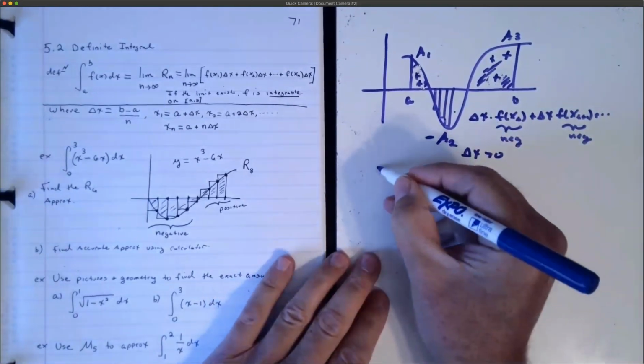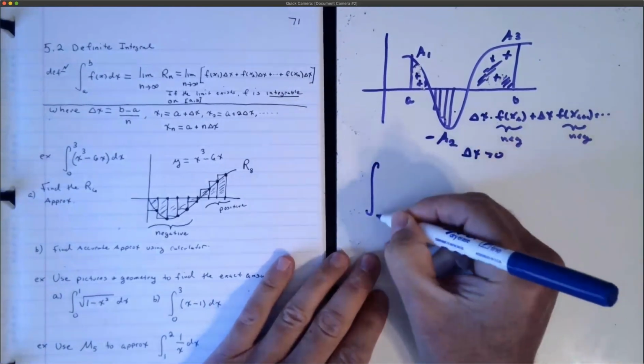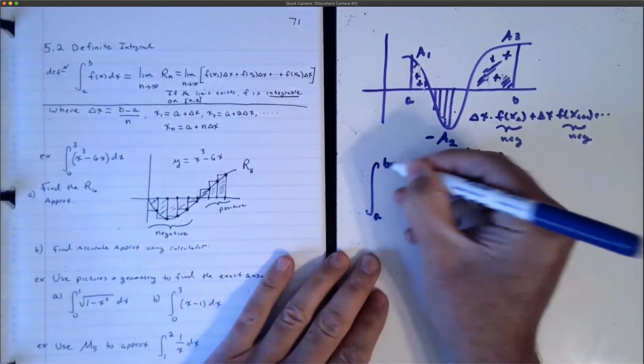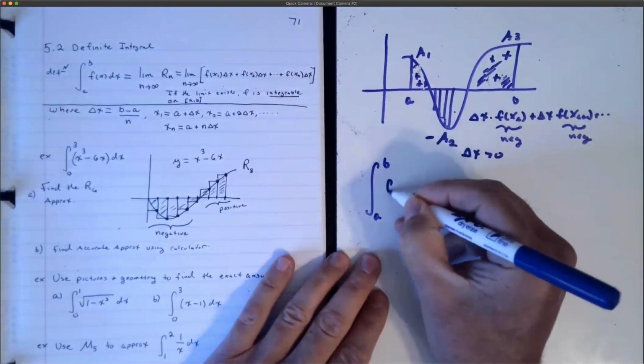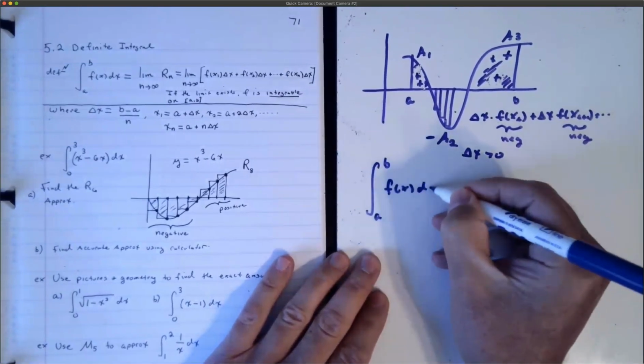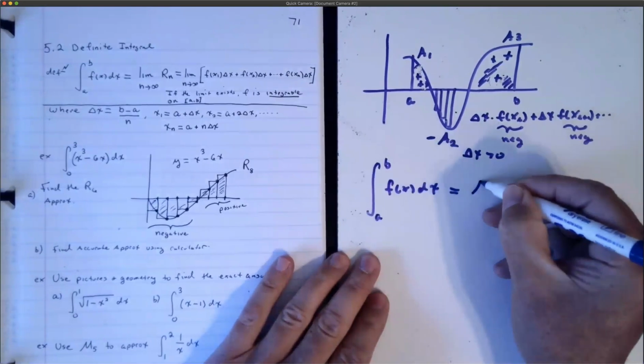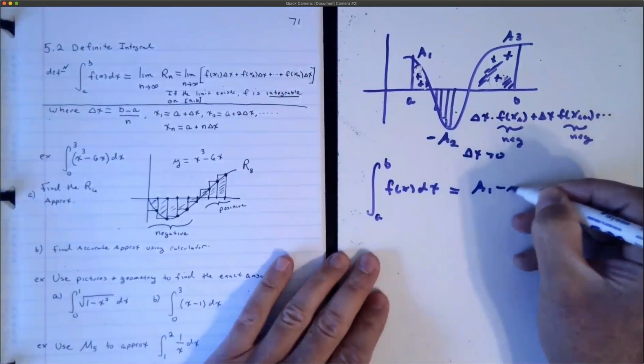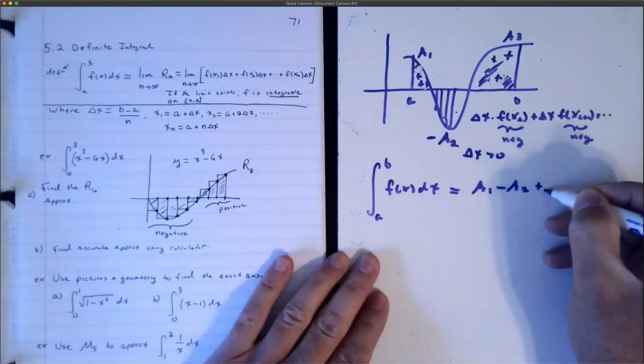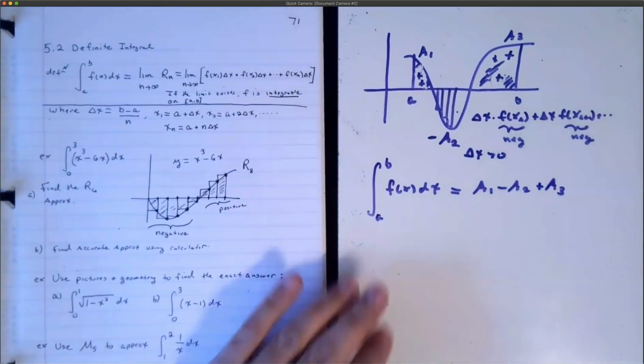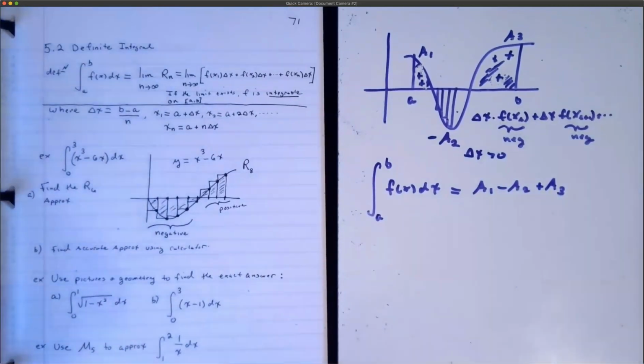So this area here, we can call negative A2. So what we define is the integral from A to B of f of x dx. It would be the area 1 minus that area 2 plus this area 3. So the integral is a signed area.